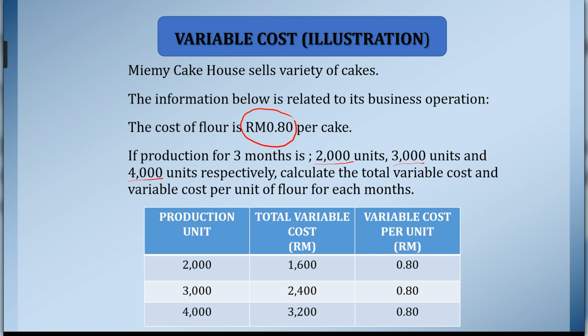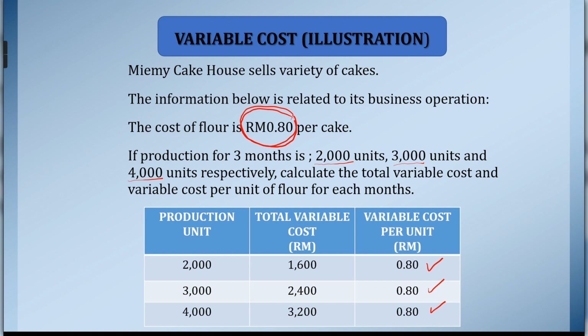We are supposed to calculate the total variable cost and variable cost per unit of flour for each month. If you understand the meaning given in the previous slide, when we are trying to find the cost per unit of flour for each month, we just take the amount given in the question, which is 80 cents. That means the variable cost per unit for the flour to make this cake is 80 cents every month. It remains the same. The first month it is 80 cents, the second month also 80 cents, the third month also 80 cents, unless stated otherwise.